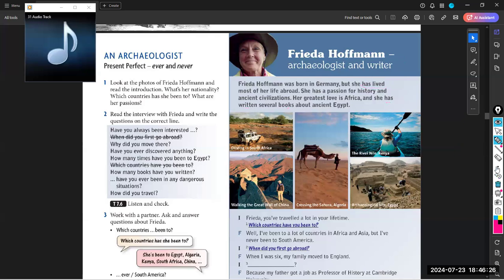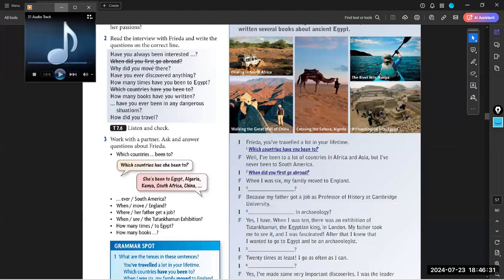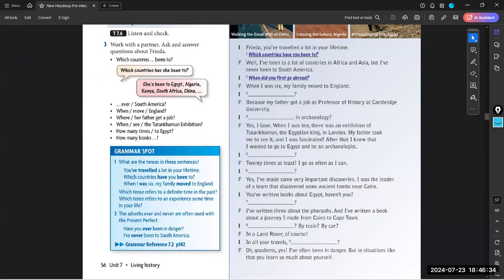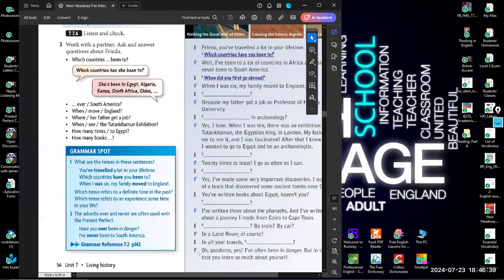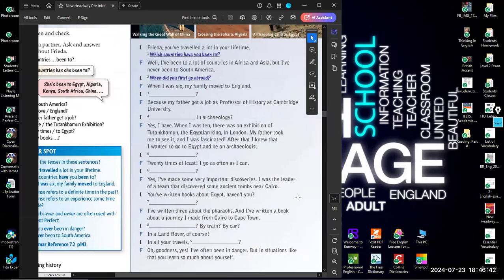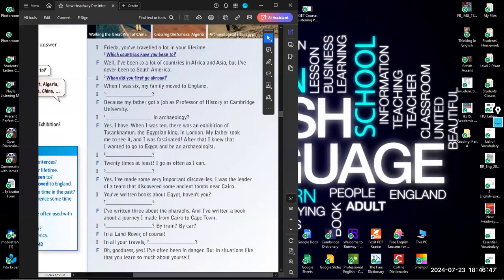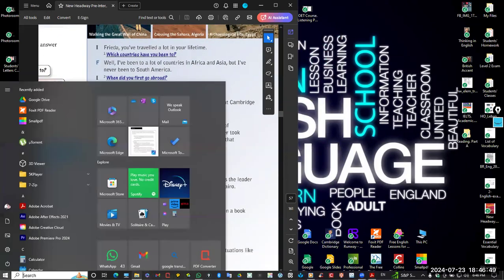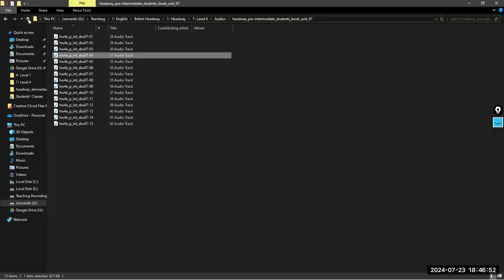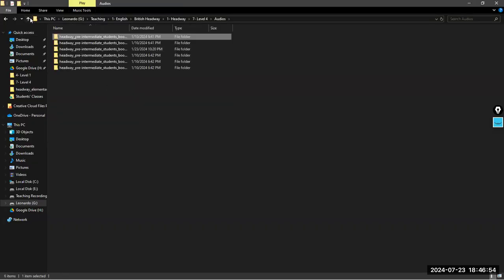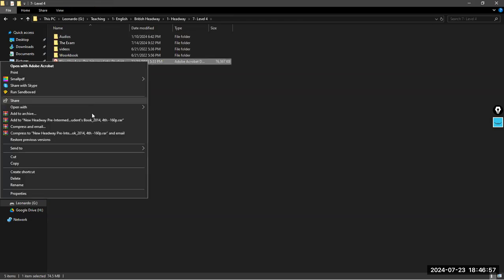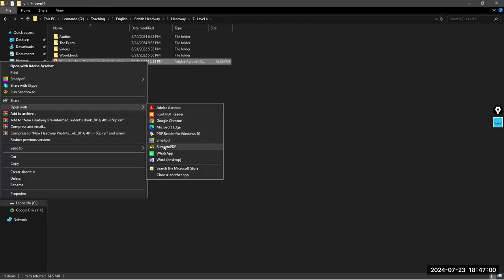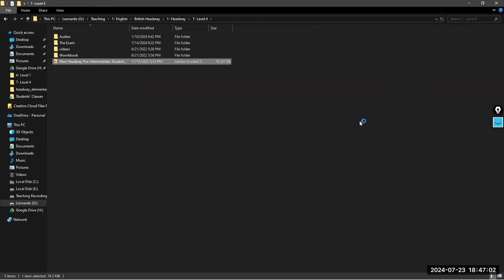Okay, now I think we have to complete the interview about Frida Hoffman. But to do so, I have to split my screen into two just to be able to read the introduction and the questions that I have to write or match in the same page. So let me do it like this. And let me open the book twice, just to be able to show you the question and the interview at the same time. So let me use this application and let's start.